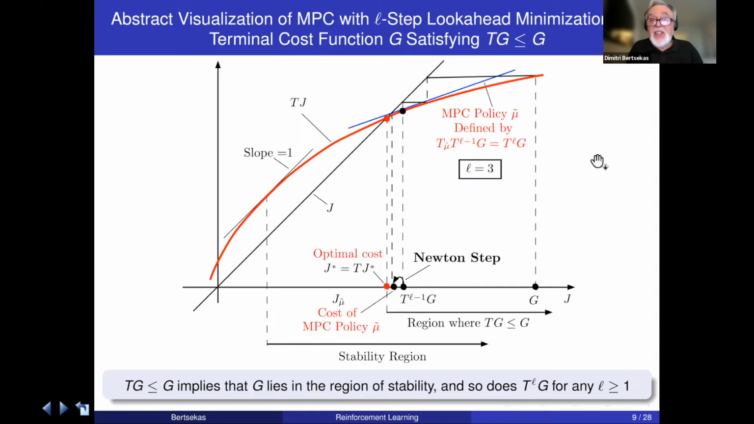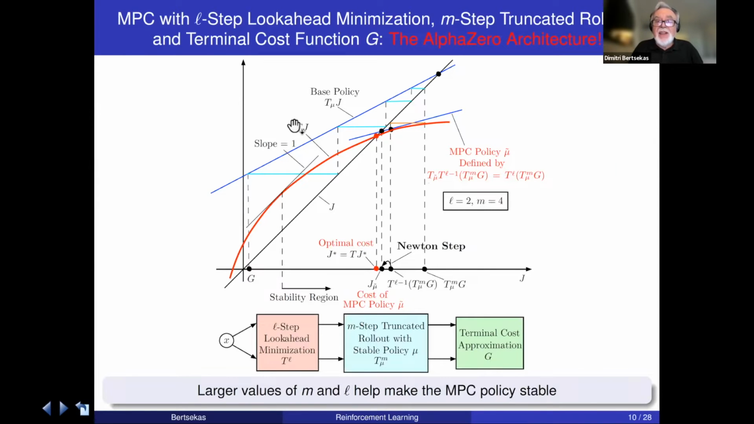Okay, now I'm going to take you one step further. If you thought that the previous figure was complicated, this is even more complicated. It deals with MPC with L-step look-ahead minimization and M-step truncated rollout before reaching the terminal cost function approximation. So here's a diagram. At a state x, we do L-step look-ahead minimization, operating on the results of M-step truncated rollout with terminal cost approximation G. And the truncated rollout is done with a stable policy, mu. So the operation is abstractly denoted like so, T mu, M steps of that, operating on the terminal cost approximation.